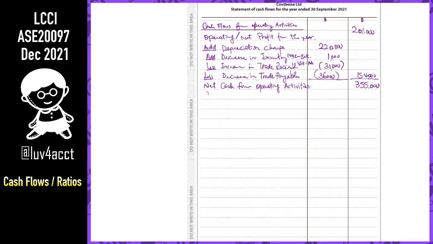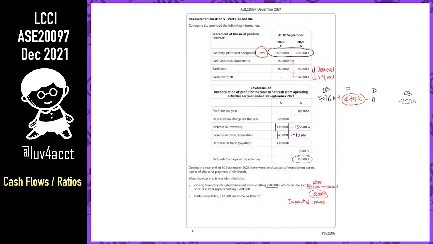Let me use red. Cash flows from investing activities. So less purchase of what kind of non-current asset it is. It is property, plant, and equipment.